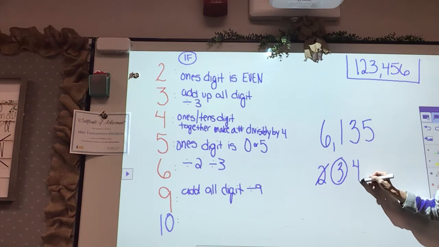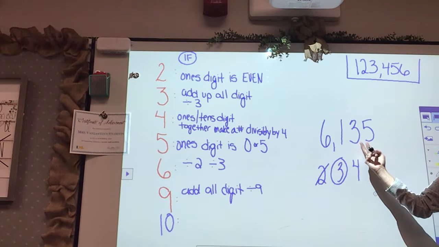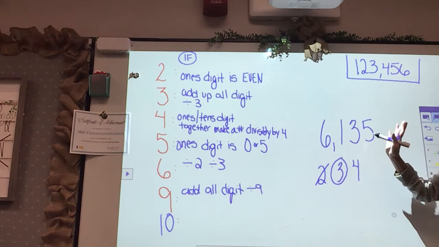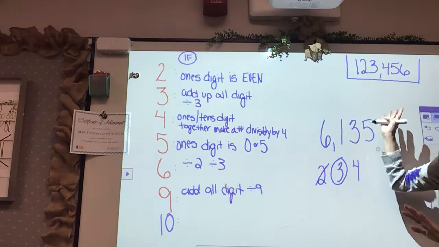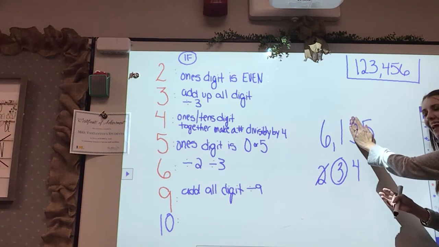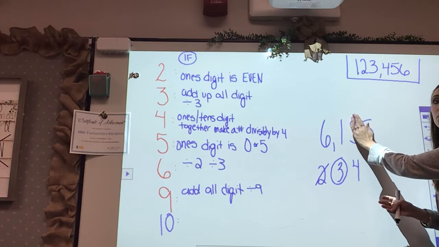Is it divisible by 4? Look at the last 2 digits, the ones and the tens. It makes an 8. Yes. 8 is divisible by 4. I'm sorry, pause on that. I just totally led you wrong. You're looking at the last 2 digits. You're not adding them. You are looking. Yeah, that's why I said no. Sorry. Please don't do that.